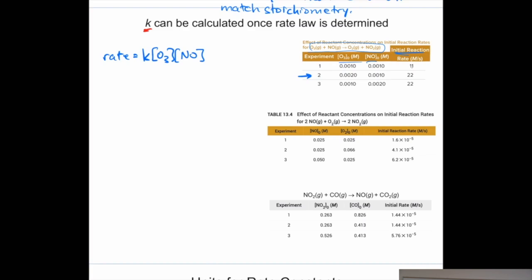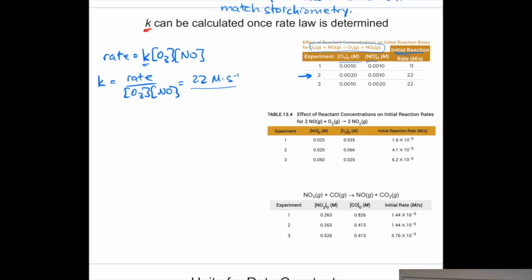So let's just rearrange this. K is our unknown. All right? So K is equal to the rate divided by the concentration of ozone times the concentration of NO. It's that simple. And now you just plug and chug. The rate for reaction 2 was 22, and that's molar per second. Remember, the units of rate is always molar per second.